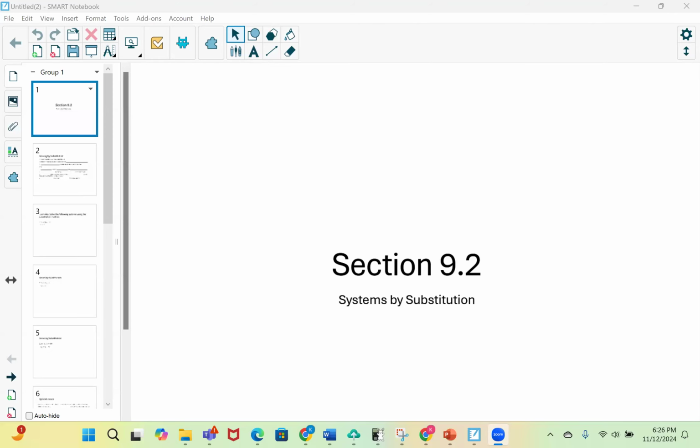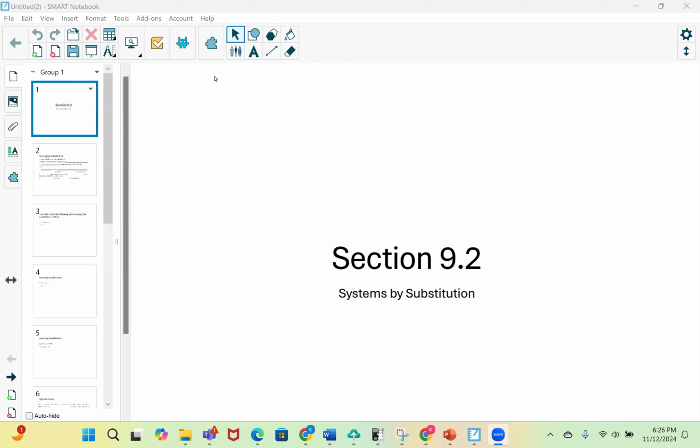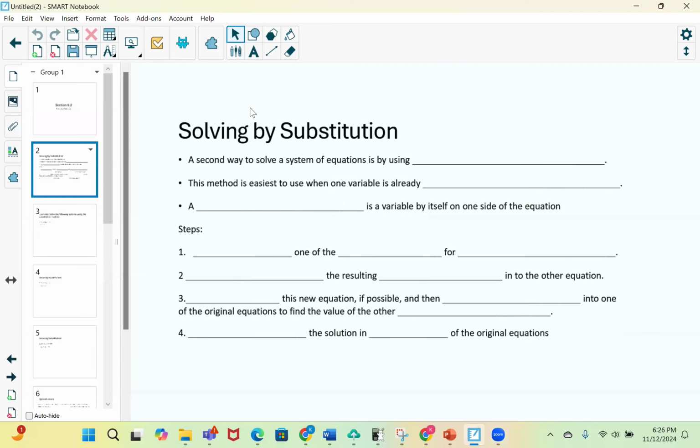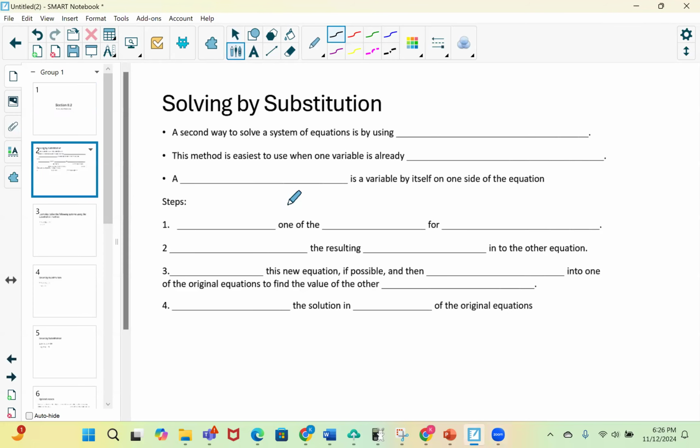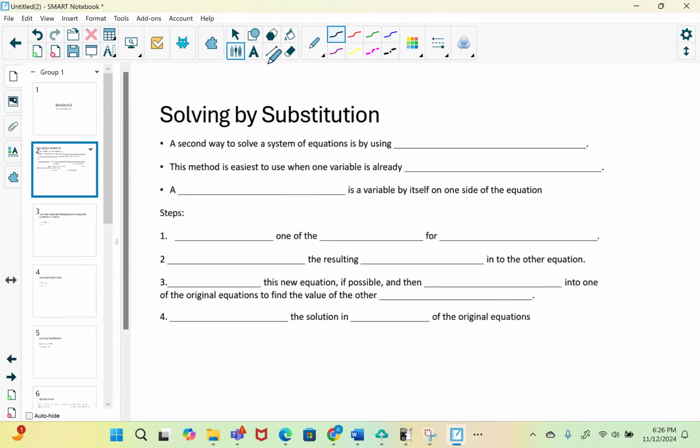So in this video, we are going to look at section 9.2, which is on solving systems of equations by substitution. So we did by graphing in 9.1, and now we're going to look at a second way to solve a system of equations, which is by using a method called substitution.